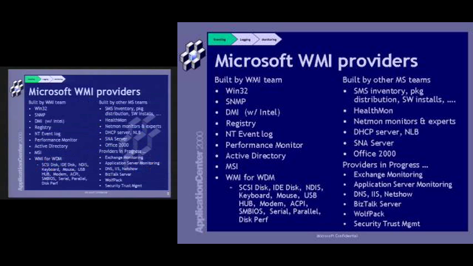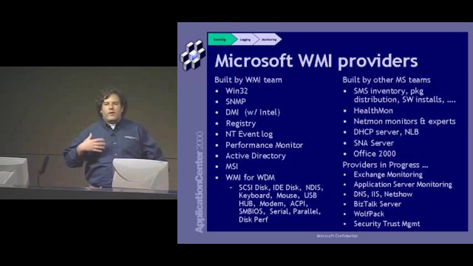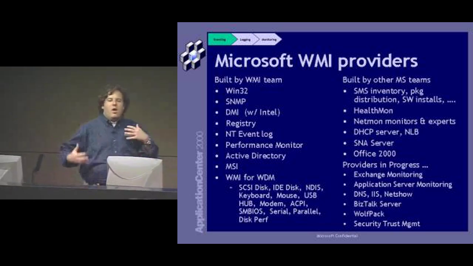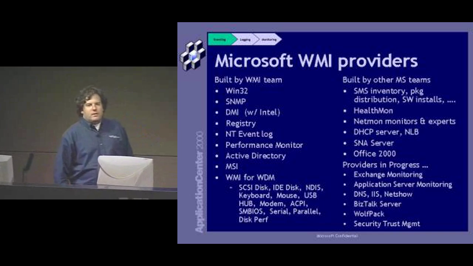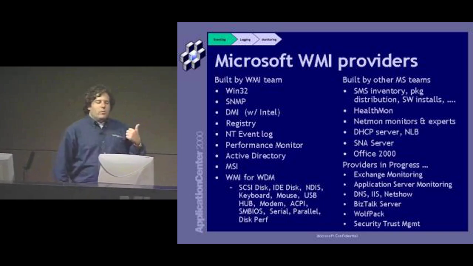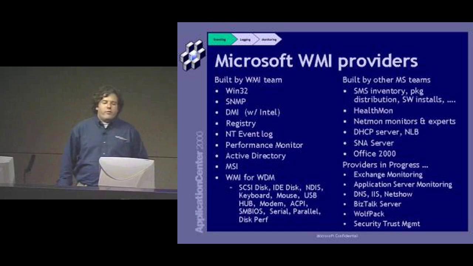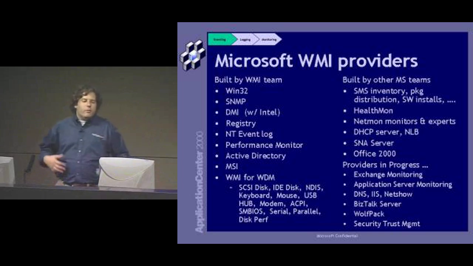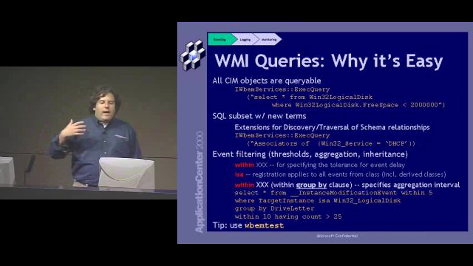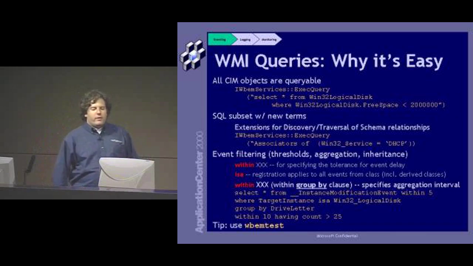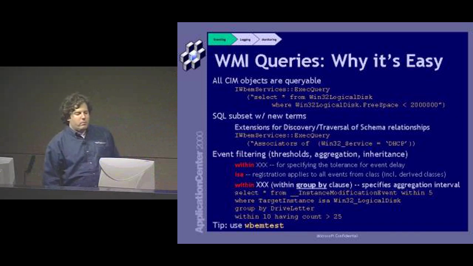There are a number of WMI providers shipping now in Windows 2000, and it's a goal for the next release of Windows to get the rest of the operating system and all the applications, all the services instrumented. Some of the key ones that we use are the Win32 provider, registry provider, the event log provider, performance monitor, and NLB, health monitor. And as you see, all of the applications, all of Microsoft are moving towards WMI.